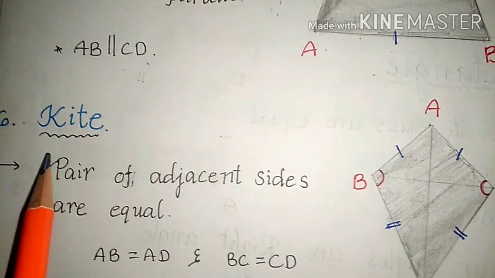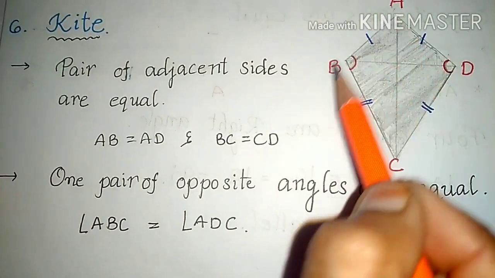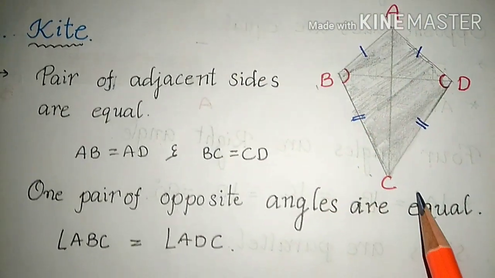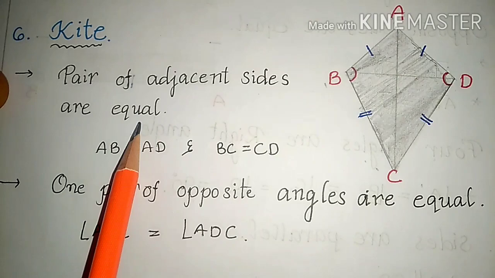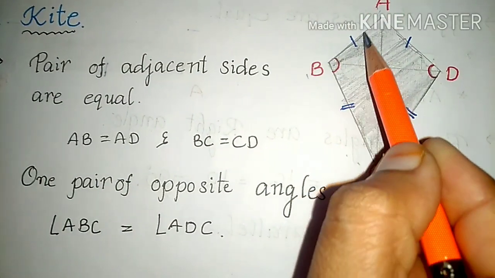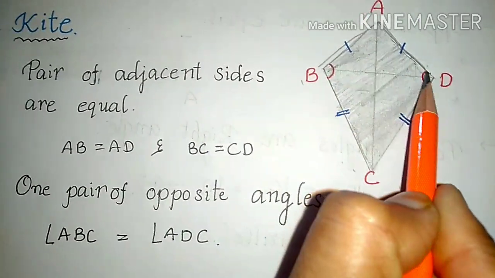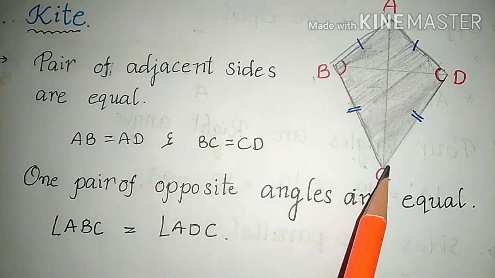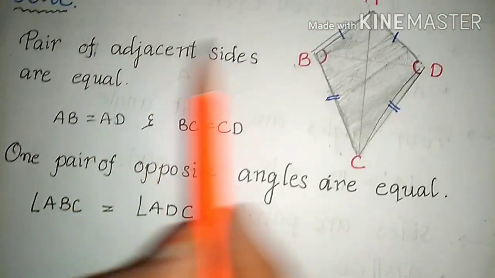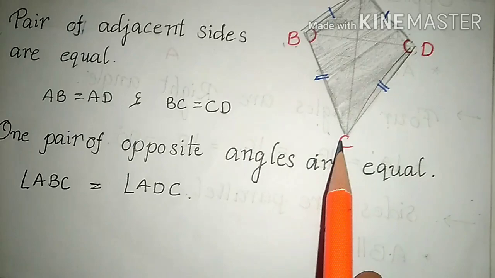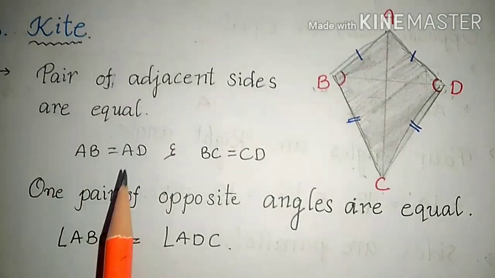Next one is kite. So it is a kite figure ABCD. These are the properties of a kite. Pairs of adjacent sides are equal. Adjacent sides means side by side sides. AB and AD are adjacent sides. Next, BC and CD are adjacent sides. It means AB equal to AD, and BC equal to CD. These pairs of adjacent sides are equal.